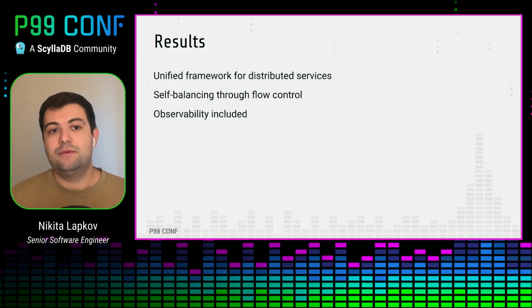The system strives to be self-balancing through flow control, so that you don't wake up in the middle of the night because some actor decided to produce way more messages than you expected. But it also provides all the observability you need to debug your services if something goes awry.